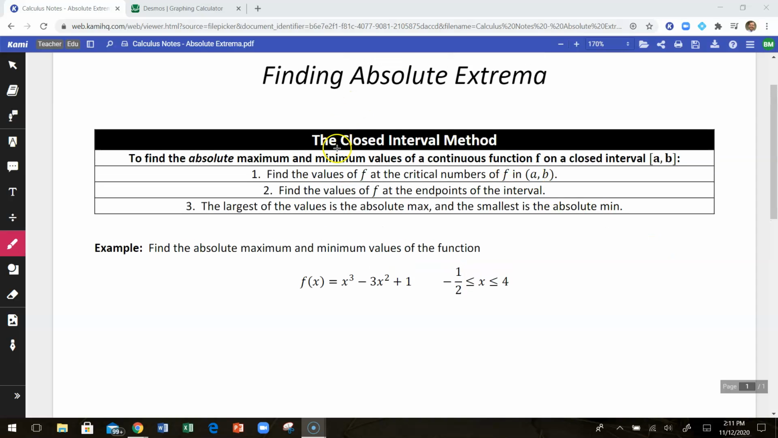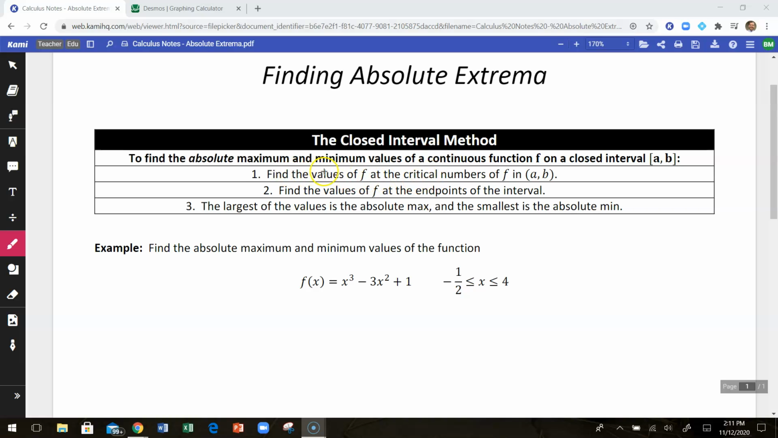Okay, in this video we're going to discuss something called the closed interval method, and that is what you use in order to find absolute extrema. If you have the graph of the function, it's pretty easy to find absolute extrema over a specific interval. However, if you don't, then we're going to use this method called the closed interval method.